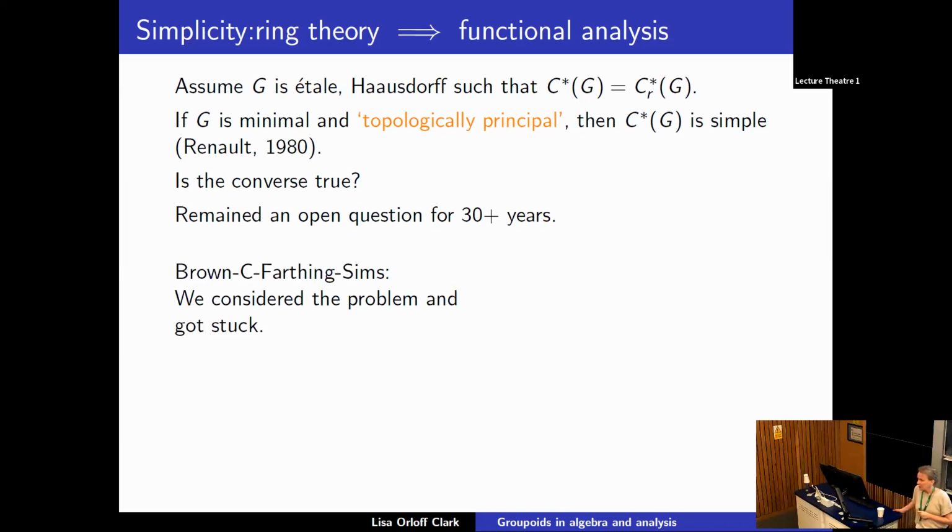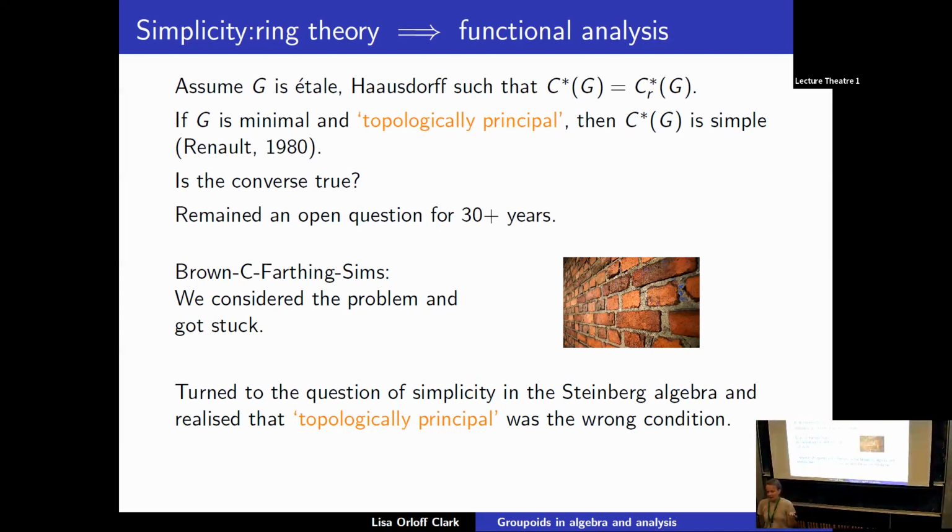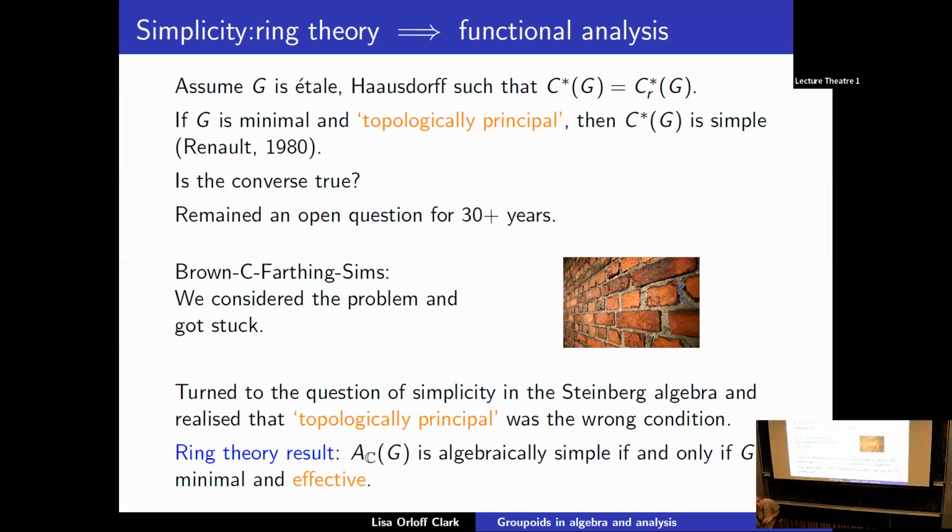Then John Brown, Cindy Farthing, Aidan, and I started thinking about whether the converse was true, and we actually got stuck pretty quickly. We hit a brick wall, but then we decided, maybe this isn't how Aidan would tell this story, to turn to the question of simplicity of the Steinberg algebra and see if we were able to do that. We were still hitting that brick wall for a while because we couldn't quite get topologically principal. We were trying to do a contrapositive kind of thing. Then we realized that topologically principal was in fact the wrong condition. And so we were able to show the ring theory result that the Steinberg algebra is algebraically simple, meaning it has no non-trivial two-sided ideals, if and only if the groupoid is minimal and effective. That is the right condition.